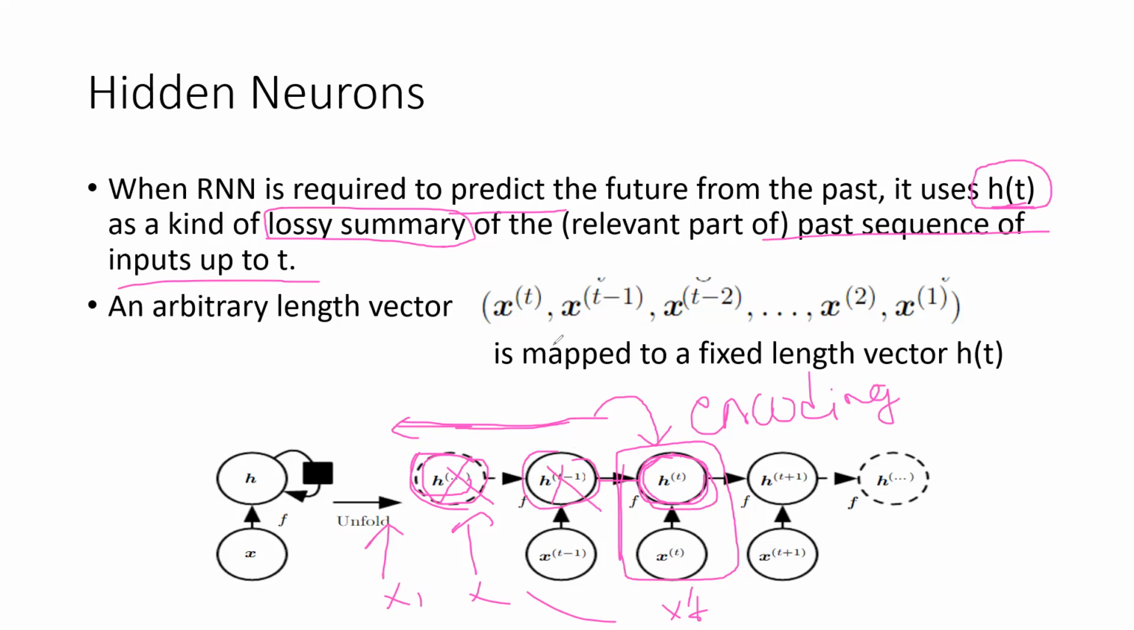So the hidden state is the crux of the network, because if there are no hidden neurons, what would we do with the input and output layers? They mean nothing to us. So the hidden neurons carry the information through their activations for all the previous timestamps. But what we are saying is that it's a kind of lossy summary.